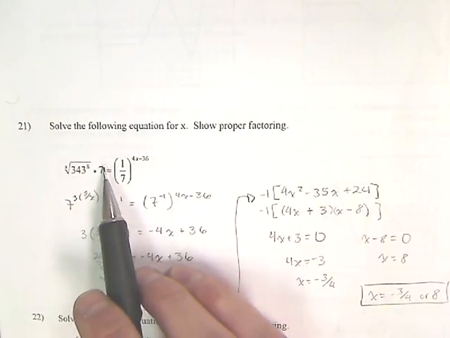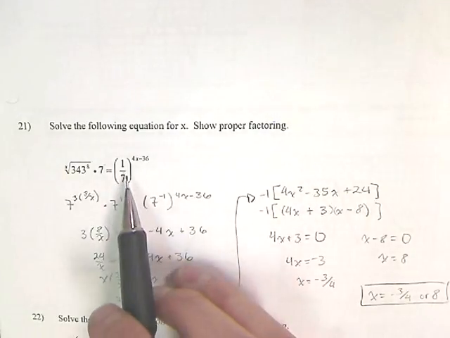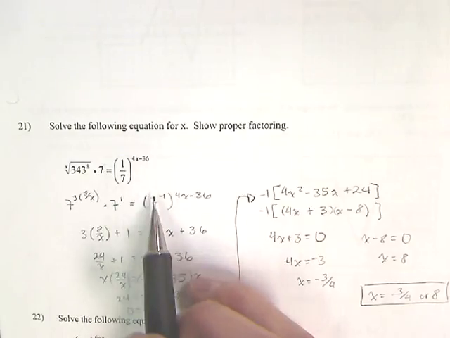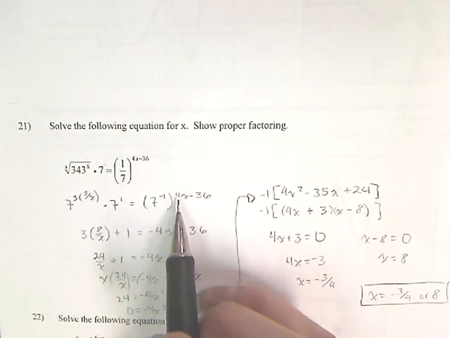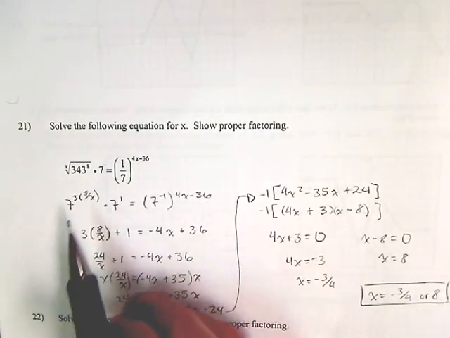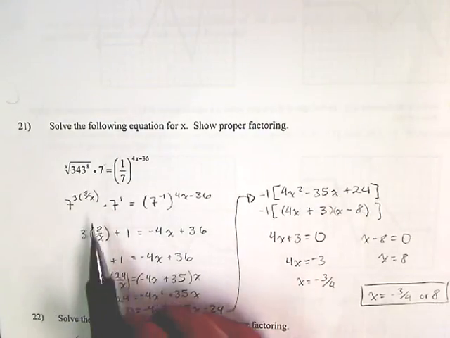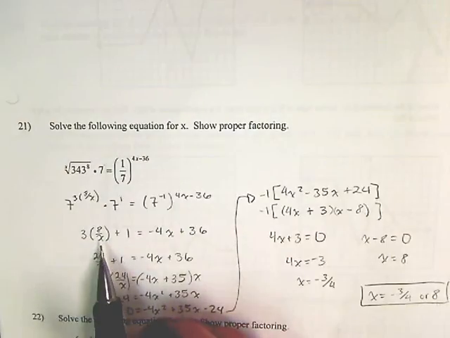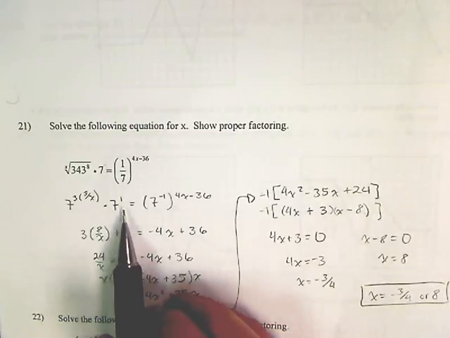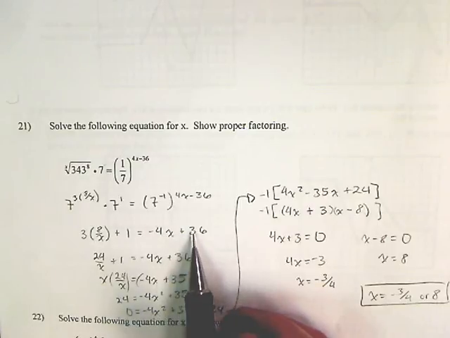And then this one always has a 1 in the exponent, so you would make sure to write down that 1. And when the 7 is in the denominator, it has a negative exponent, negative 1 multiplied by this exponent, which is 4x minus 36. And so now that you have all the common bases written down, you can really get rid of them and just use the exponents to solve the rest of the equation. So you're going to have 3 multiplied by 8 over x plus 1 equals negative 4x plus 36.